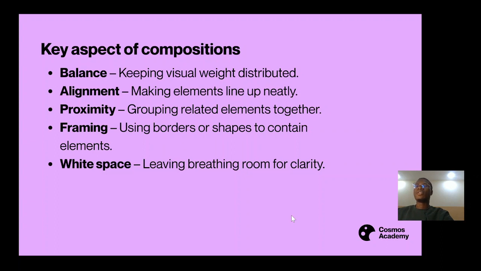Another key aspect of composition is alignment. Alignment simply means making the design elements or components line up very neatly. Proximity is another aspect of composition. Proximity is simply the grouping of related elements together. We also have another key aspect of composition called framing. Framing uses borders or shapes to contain elements.